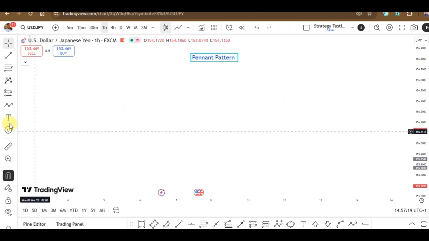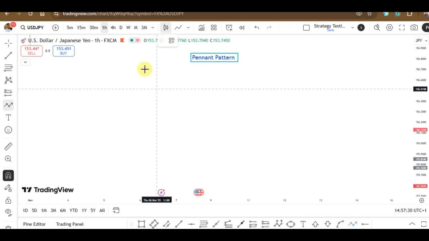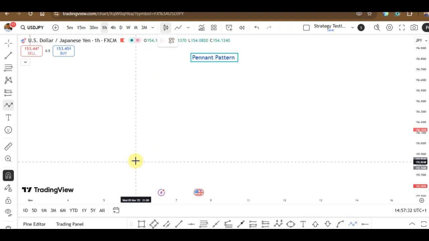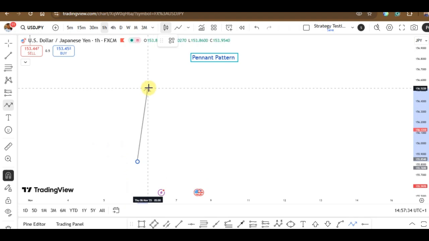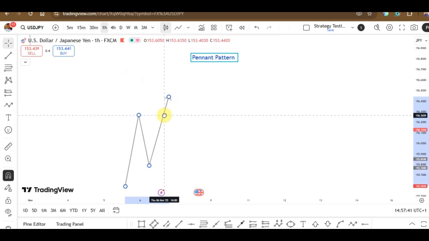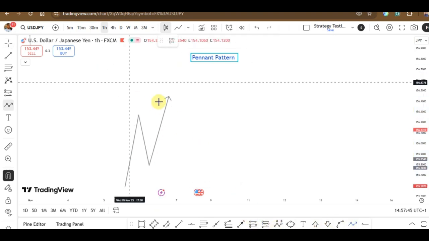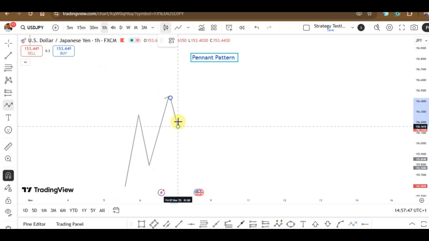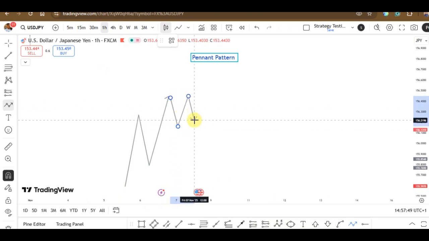Like I said earlier, you hardly see the pennant pattern on the chart. They hardly even form, only once in a while. But I'm going to explain the pattern, and anytime you see it, you will be able to recognize it. Let's say price was in an uptrend like this, creating highs and lows. At this point, it created a high here. Then you will start seeing something like this for the pennant pattern.